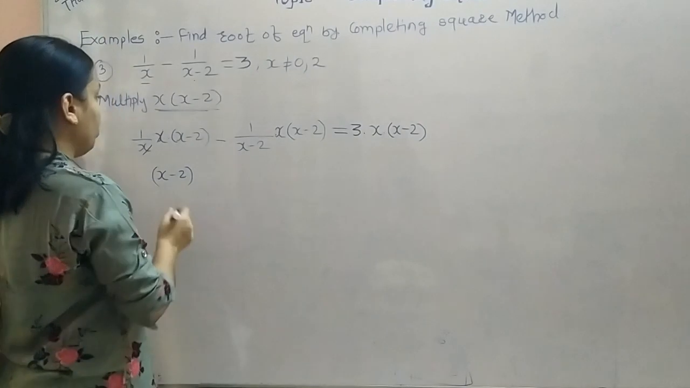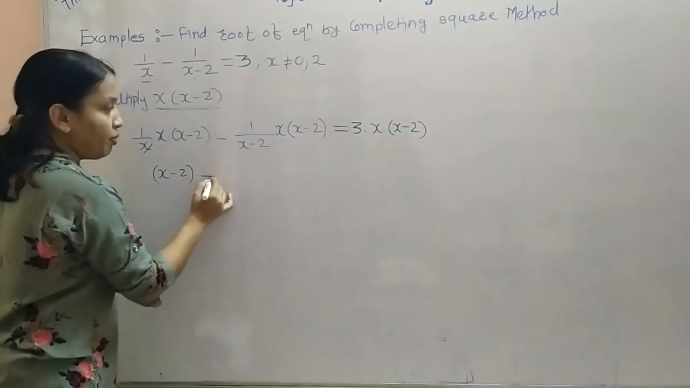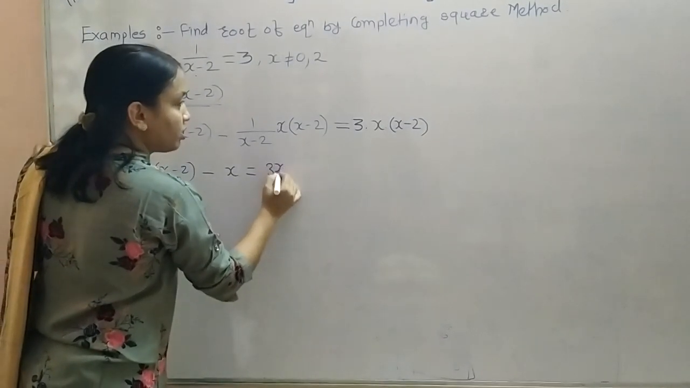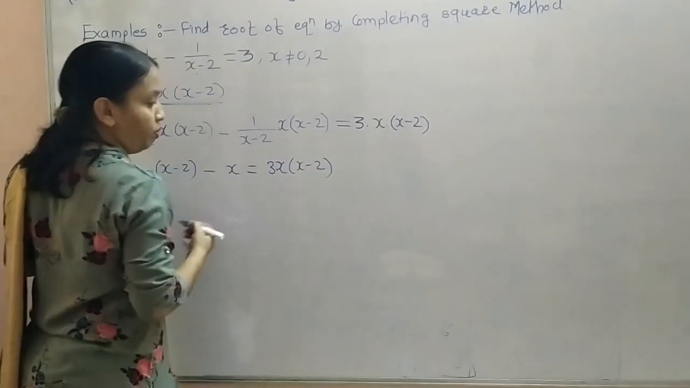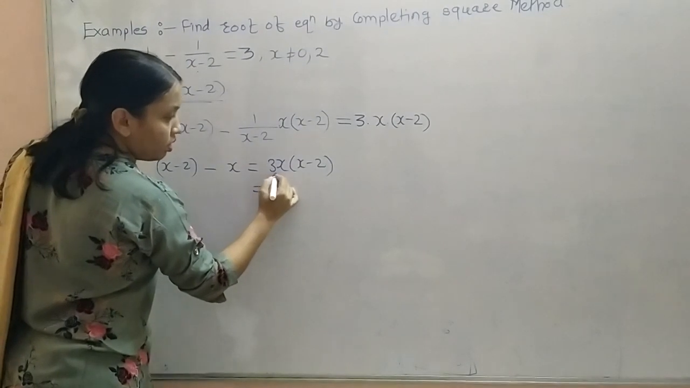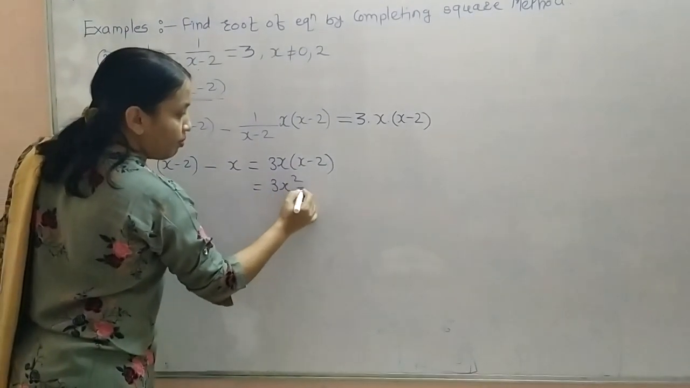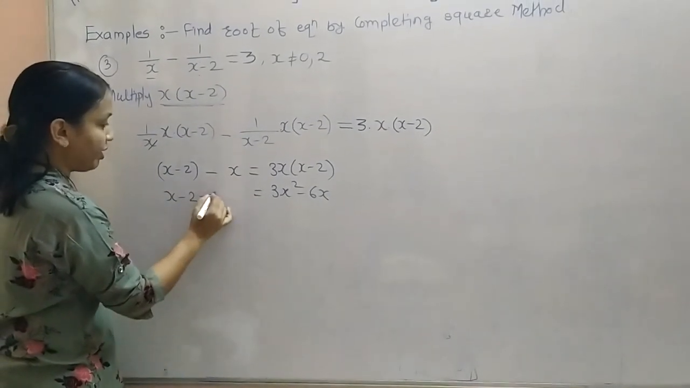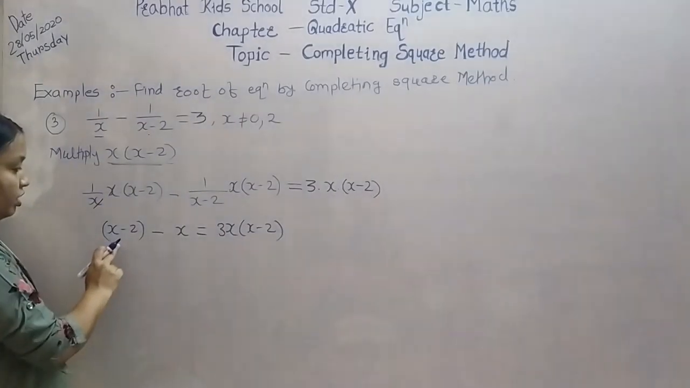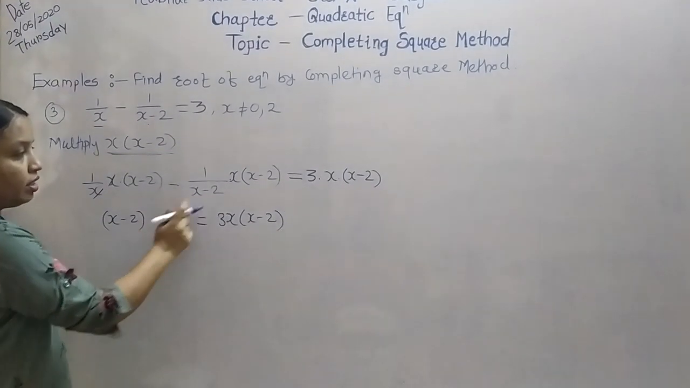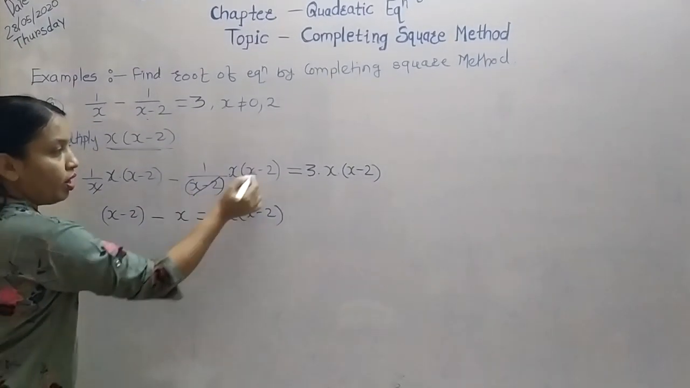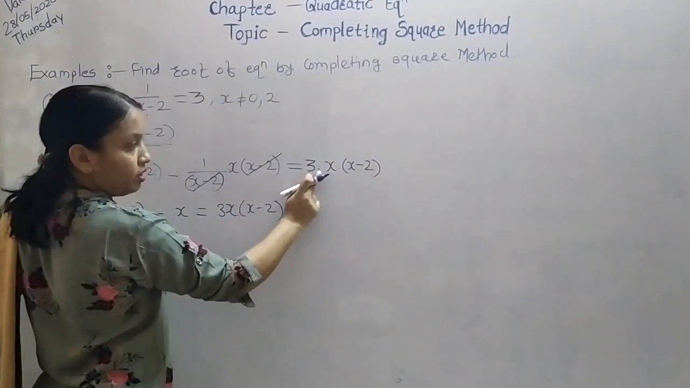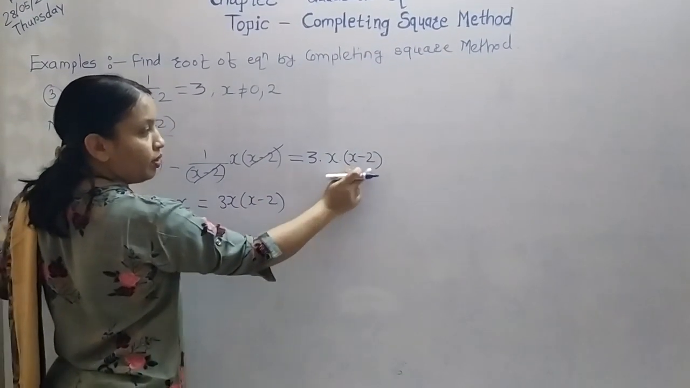Okay, now it is x minus 2 minus x is equal to 3x into x minus 2. Now it is 3 into x, that is 3x square minus 6x. It is x minus 2 minus x. x gets cancelled, therefore x minus 2 minus this x, the x cancels, only minus 2 remains. And this is 3 into x minus 2.